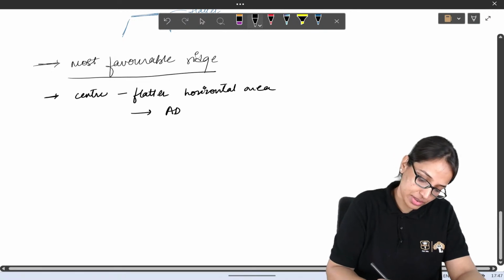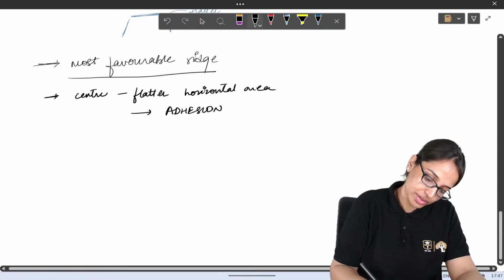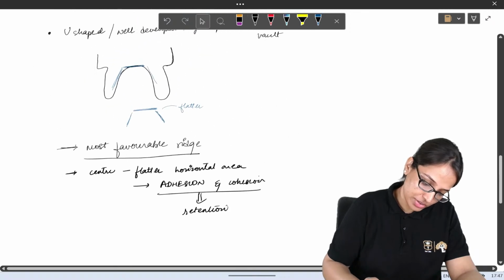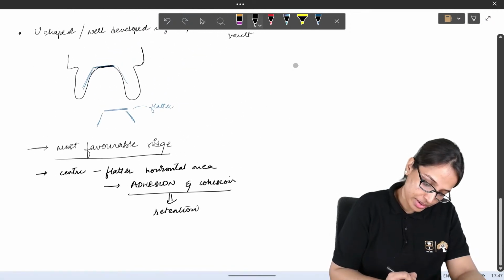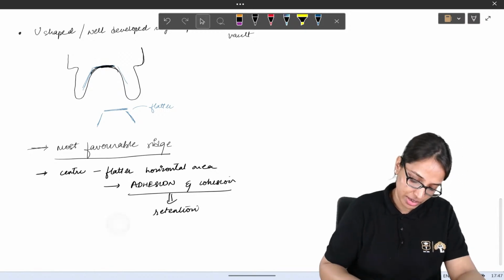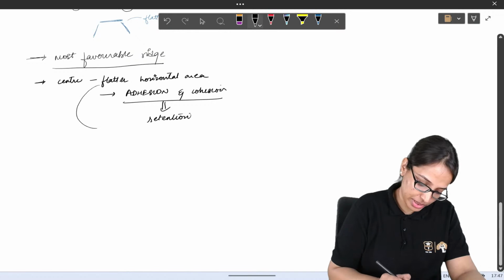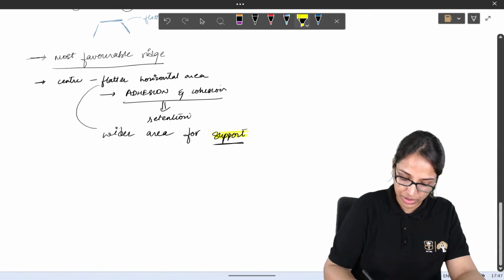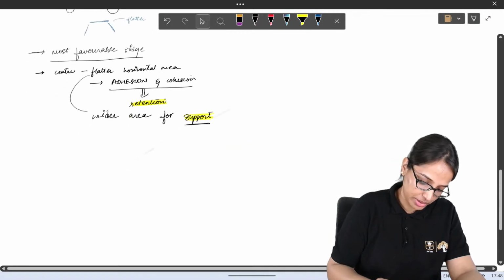It will give you something which is responsible for adhesion and cohesion, which is very important for, take a guess, which property? Retention. So you get a central flat area like this, right? Which gives you basically a surface area for good retention and adhesion. Second important thing is that it gives you a wider area for fulfilling the property of support also. So property of support and property of retention are very well fulfilled over here, right?